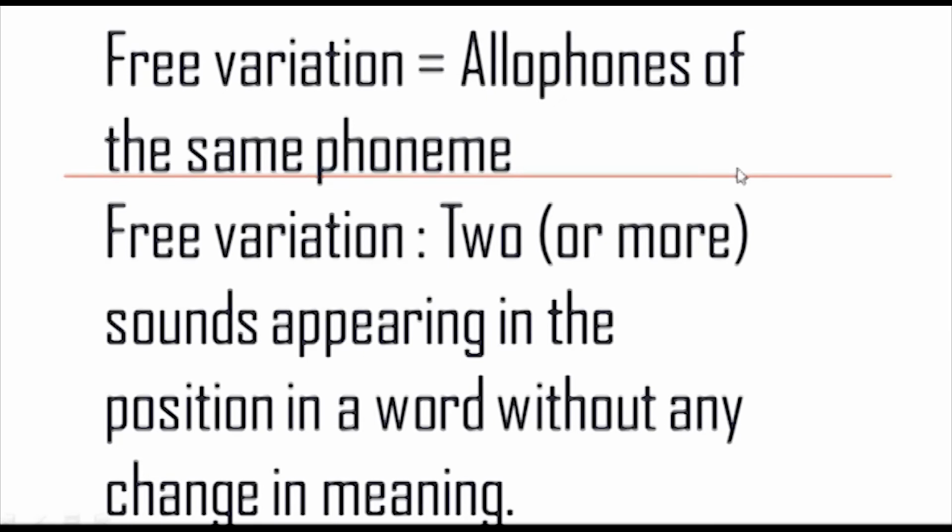Just like what I said before, free variation is the allowance of the same phoneme. It is two or more sounds appearing in the same position in a word without any change in meaning. To make it clear, let's take a look at these examples. The first example is stop. Stop can be pronounced as stop with a p or stop with an unreleased p.